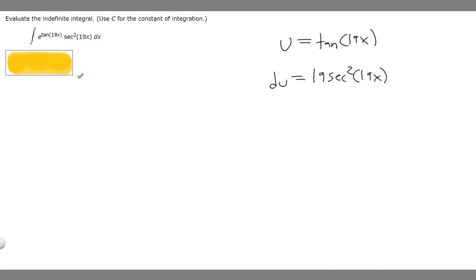So now that we got that, what we got to do is add dx at the end. Always got to add that. And then we got to solve for the dx. And we can do that by just dividing both sides by the 19 secant squared 19x, right? So divide both sides by that. And if you do that, you should get dx equals du divided by 19 secant squared of 19x.